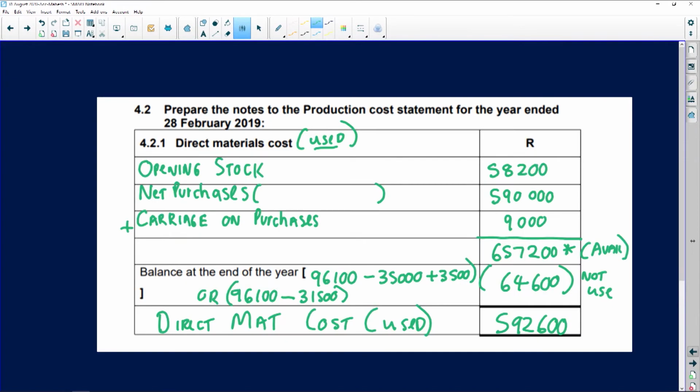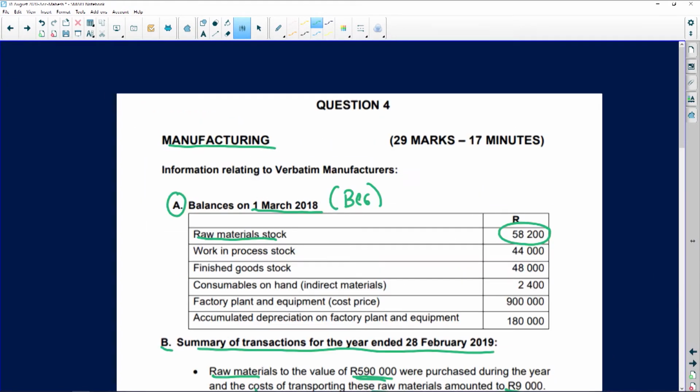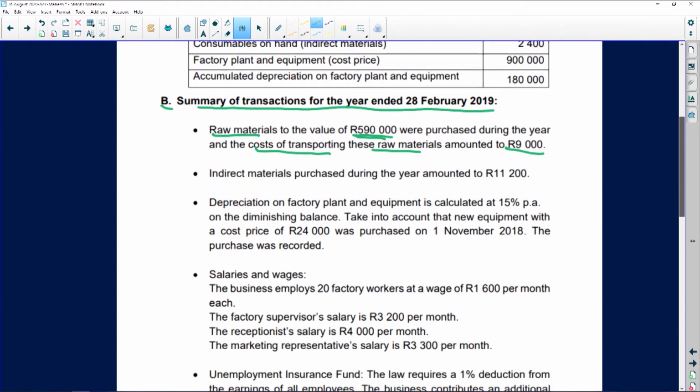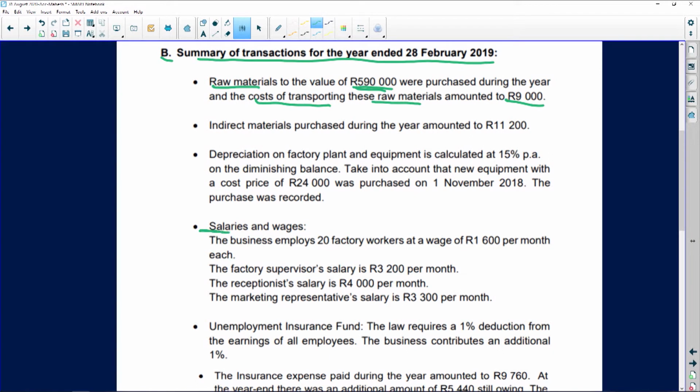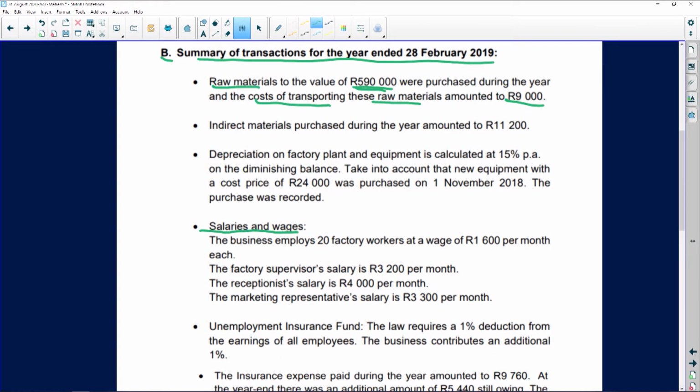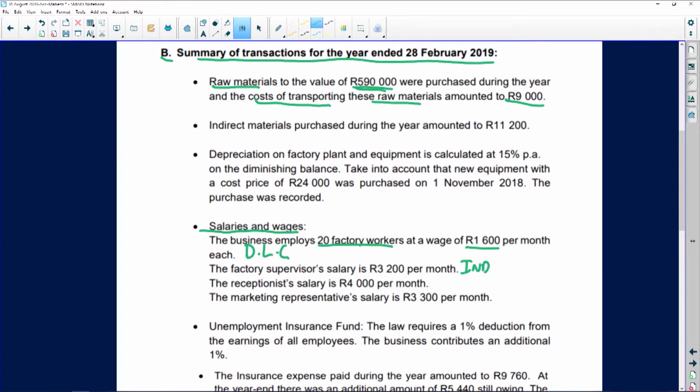So let's go to our information and see what's happening in this particular question in terms of direct labor. Immediately I notice salary and wages, and again I'm focusing on direct labor. The business employs 20 factory workers at a wage of 1,600 Rand per month each. Remember, in your syllabus, your factory workers would be your direct labor cost. The factory supervisor's salary is 3,200 Rand per month. He's in the factory, but he doesn't physically make the product, so he would be regarded as an indirect labor cost or factory overhead.